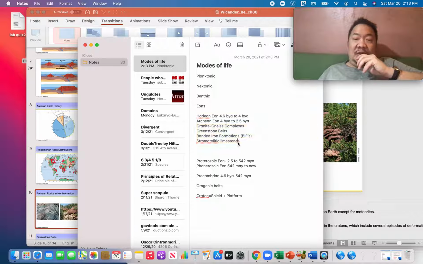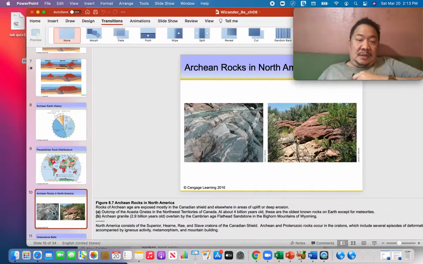Let's first take a look at the first one, called granite gneiss complexes. Here's a typical granite gneiss complex. Here, this is another granite. Granite, you might remember, is an igneous rock. It's a plutonic rock. Cools underground. It's felsic. It's pink in color. And it's also got gneiss, G-N-E-I-S-S, which is striped. It's foliated.